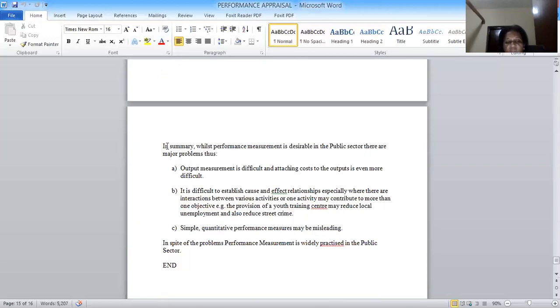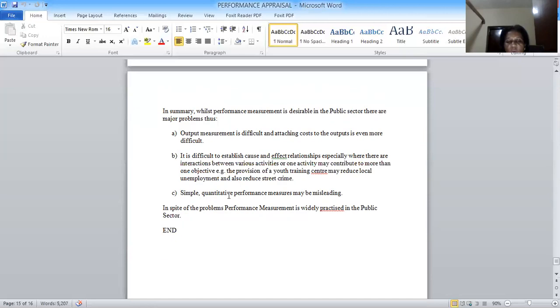If you look at what I have here, it's saying that in summary, whilst performance measurement is desirable in the public sector, there are major problems. One is that output measurement is difficult and attaching cost to the output is even more difficult. It is difficult to establish cost and effect relationships, especially where there are interactions between various activities and so forth. And quantitative performance measures may be misleading. So these are the challenges that the public sector may be confronted with.